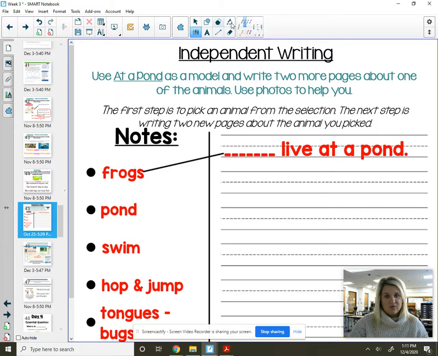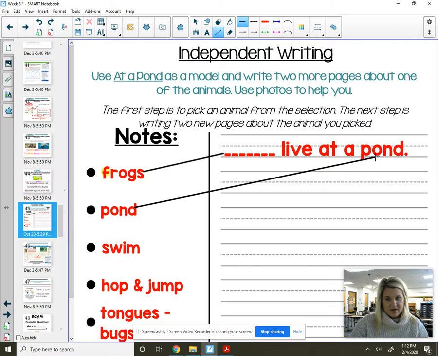Don't forget though, you need a capital letter here because it's the beginning of a sentence. We didn't capitalize it here because we were just taking notes. These are words. But now you're putting it in a sentence and it's the first word in a sentence, so you need to make sure that the F is capitalized. Frogs live at a pond. And we just use pond there. So this is done as well.